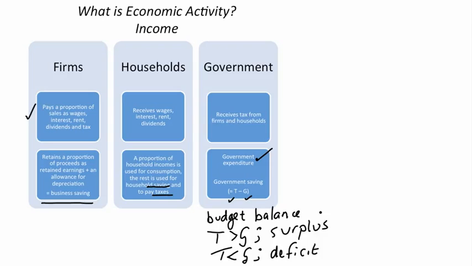So the main point I want you to get from this slide is that the ultimate source of income comes from production. It comes from firms selling its production, receiving sales receipts, paying a proportion of those receipts to households, which then becomes household income, paying some of those receipts as tax, which flow to government, which become part of government income, and government income also comes through household tax payments.